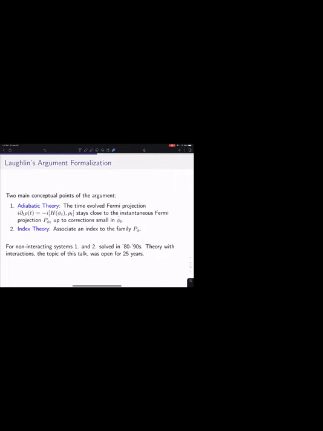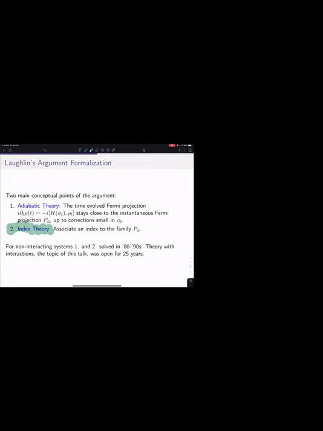And I'm only going to talk about the second thing. Also, the first, the adiabatic theory. So we also developed adiabatic theory with interactions. I give some references at the end. So also the first step is now well understood within mathematical physics literature. But I will not talk about it.